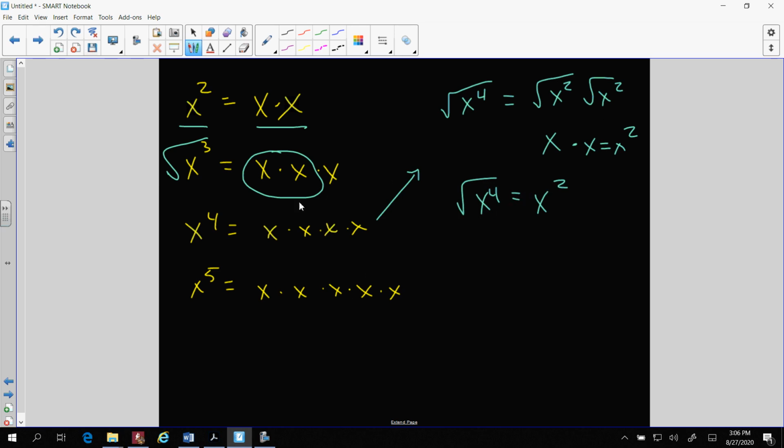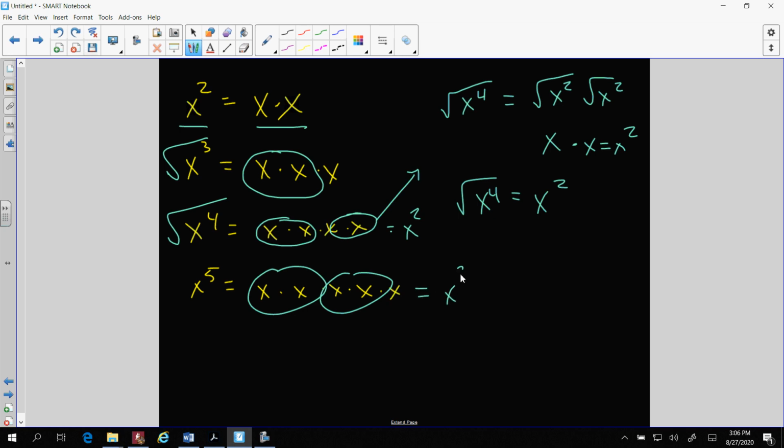Once again, I think it's easier to start thinking about it this way. When I list out the x's, how many pairs do I have? 2 of them. So x to the fourth should be square root x squared. X to the fifth, how many pairs? 2 pairs, but I have one x factor that does not have a pair. So I should have x squared multiplied to x.